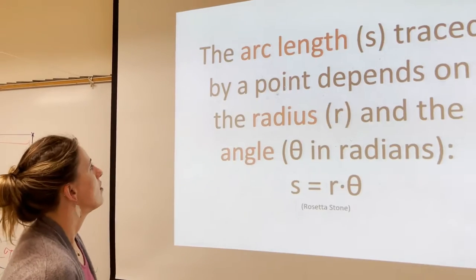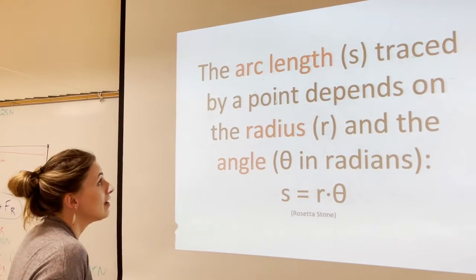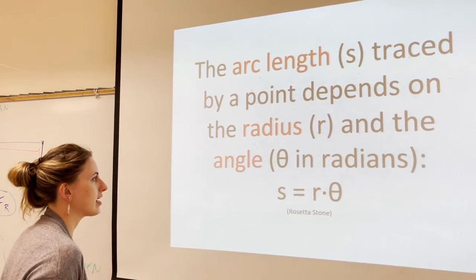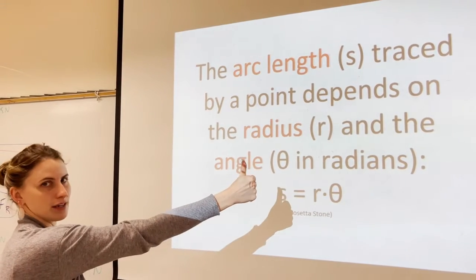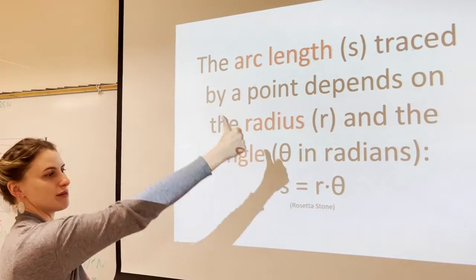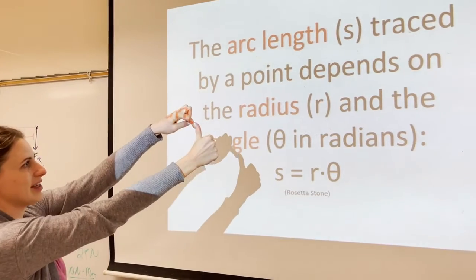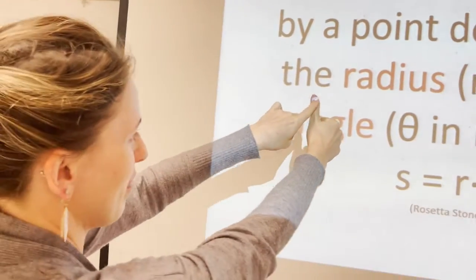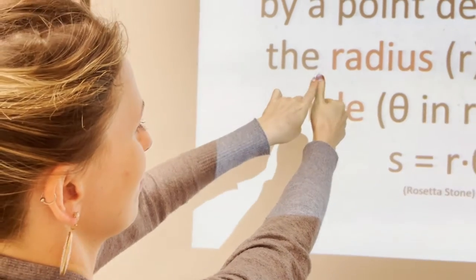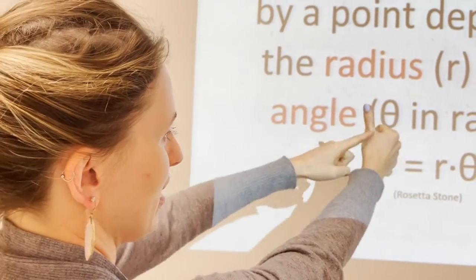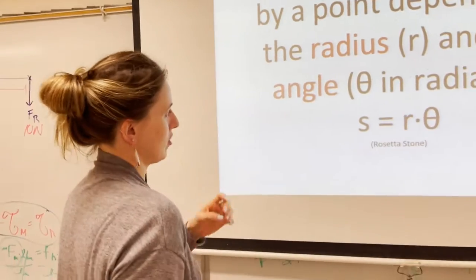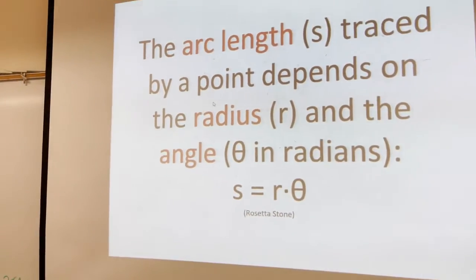The arc length, S, traced by a position, depends on the radius and the angle. I'm reminding myself of when we went like this, right? We covered the moon. And this little guy, this was our S, the arc length, the width of my thumb. This was my radius, and my angle is from here to there.